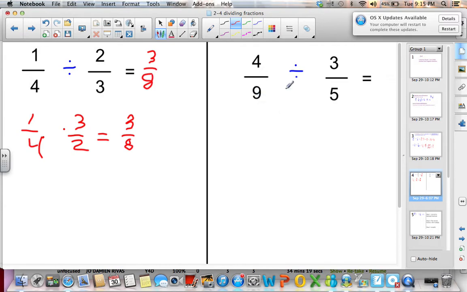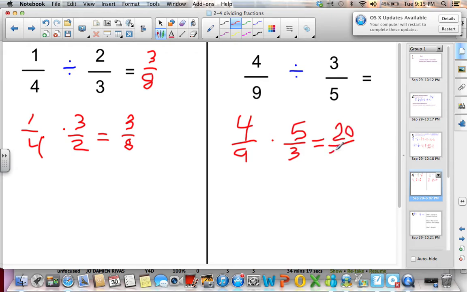Now I have 4/9 divided by 3/5. So I keep the same fraction, this first fraction, keep it the same, change my division to multiplication, flip my second fraction around, only my second. 4 times 5 is 20.